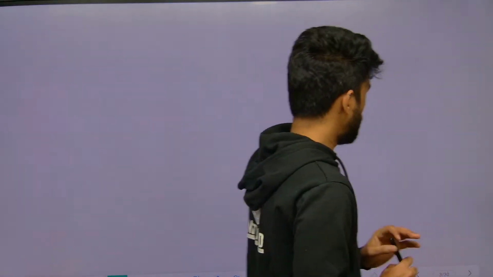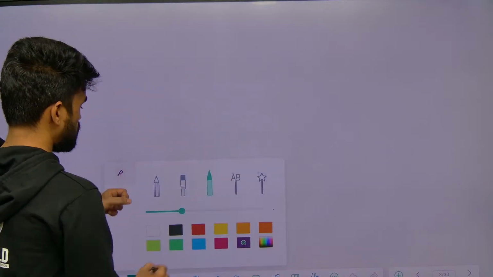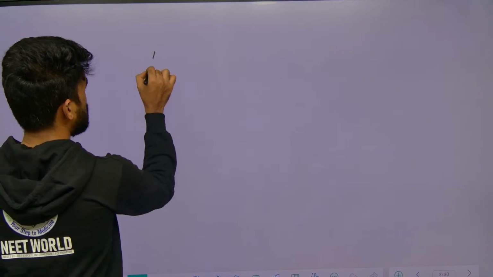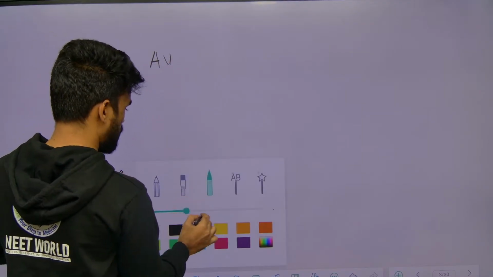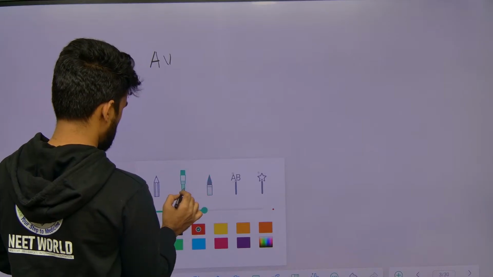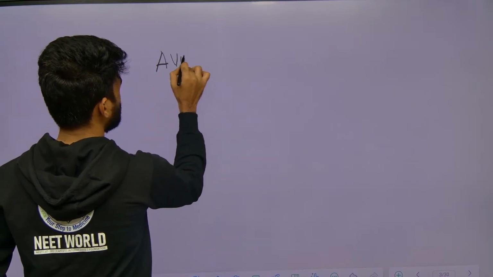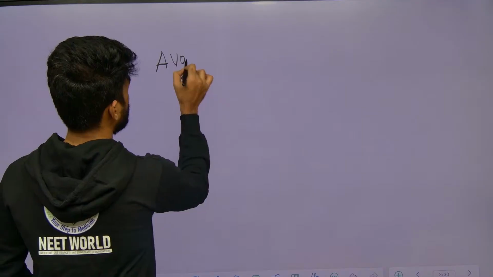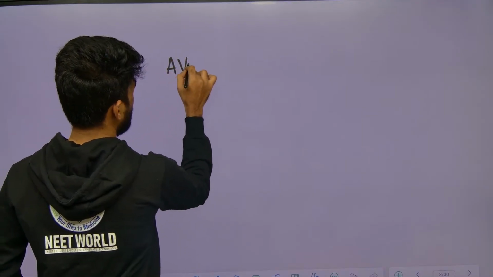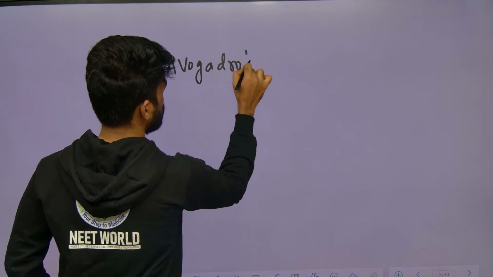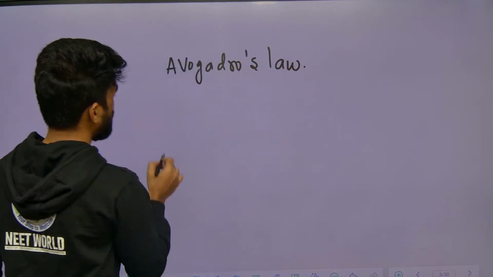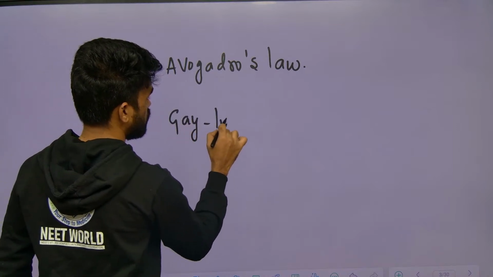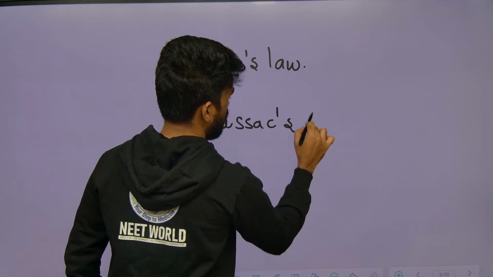Okay, so today we will discuss a very interesting, very important set of 3 laws, only 3 laws, which are highly useful. First is Avogadro's law. Yesterday I gave you some clarity on this already. Avogadro's law. And next, Gay-Lussac's law, the law of combining volumes.